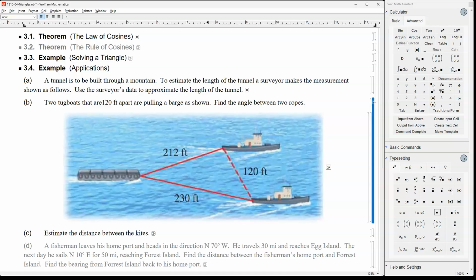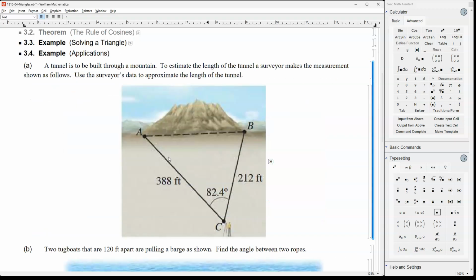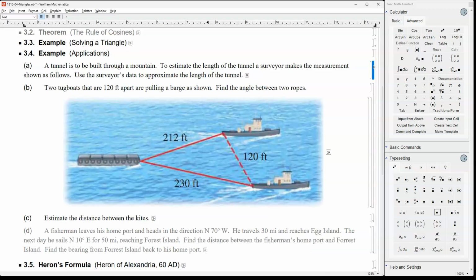Next problem. Two tugboats that are 120 feet apart, sorry about the typo, and then pulling a barge like this. Find the angle between the two ropes. Okay, alright, the angle here. This dimension makes a lot more sense. Okay, I like this problem. Oh, by the way, the previous problem was an SAS problem. Two sides and the angle in between. This one here is an SSS problem.